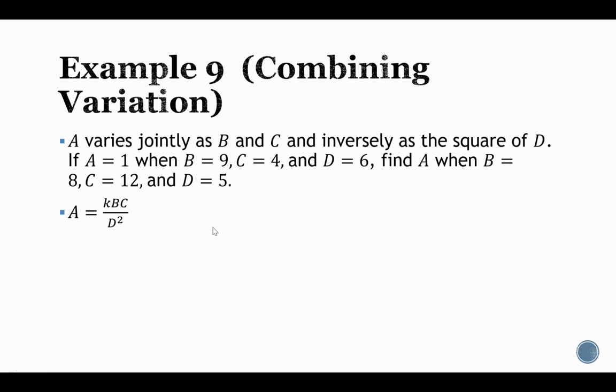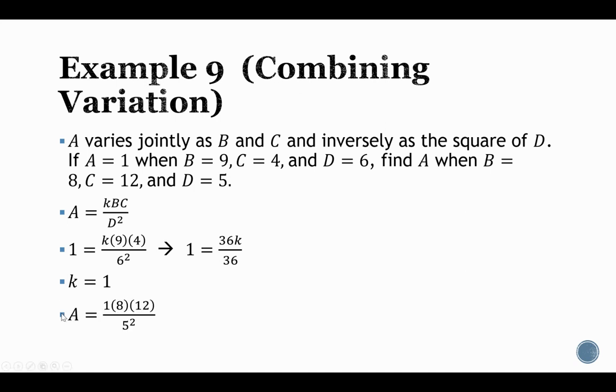And as we have seen in previous examples, we're going to try to find our K value first. And then we can use that K value to solve for A when B is 8, C is 12, and D is 5. So to find the K value, we know that A is 1, B is 9, C is 4, and D is 6. We plug in those pieces and we solve it out for K. We find that K is equal to 1. Well, that's not so bad.